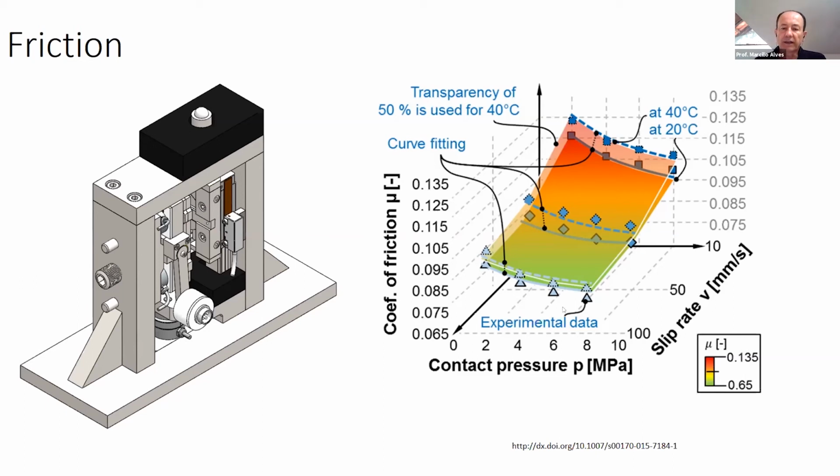And then the coefficient of friction changes drastically when these variables are altered, and this shows us that we cannot use a single coefficient of friction. So we need to measure, put it in a model to make the identification, and we had to develop a special machine to do this friction measurement.